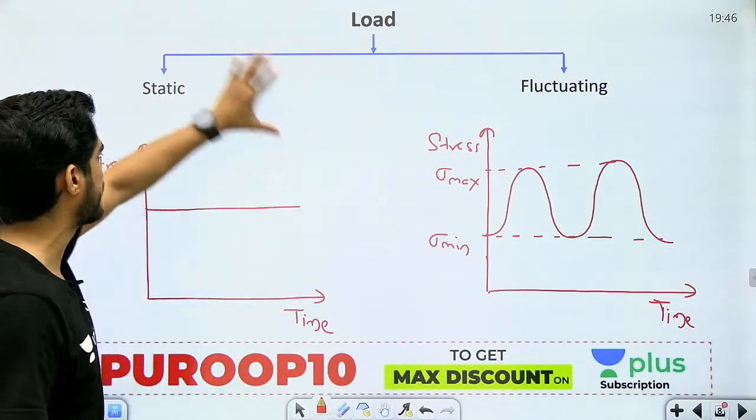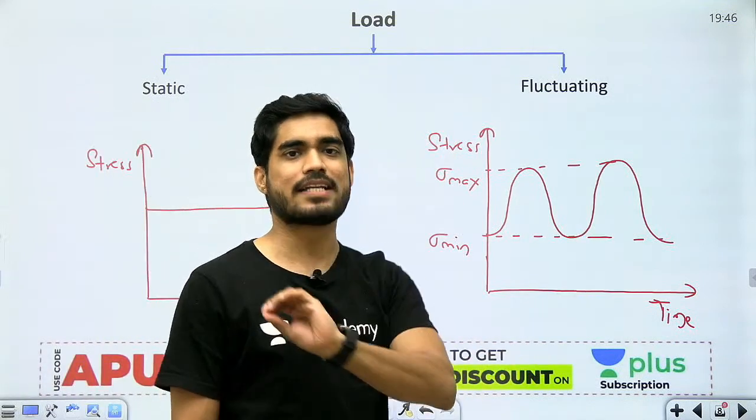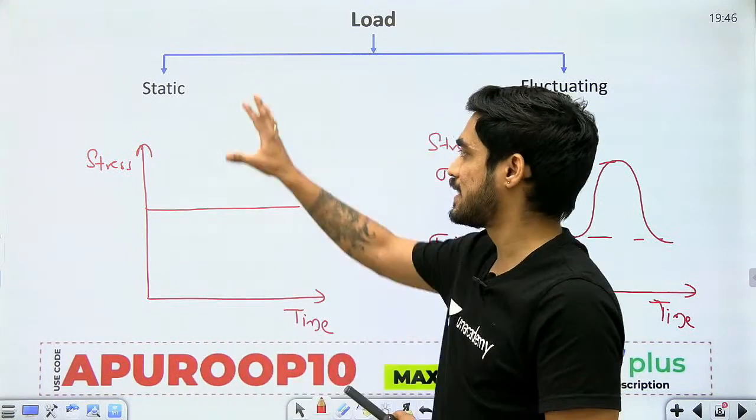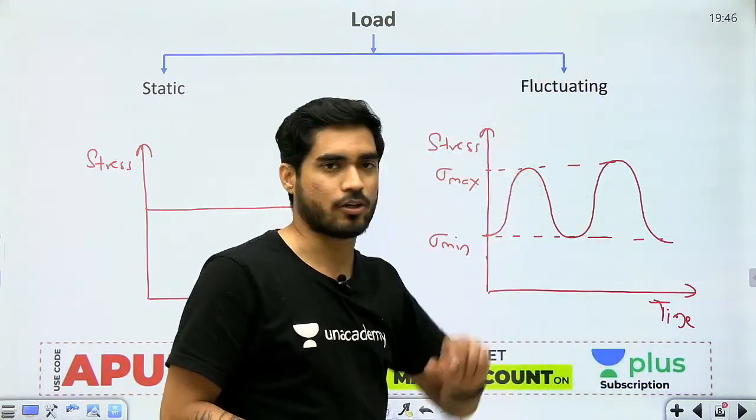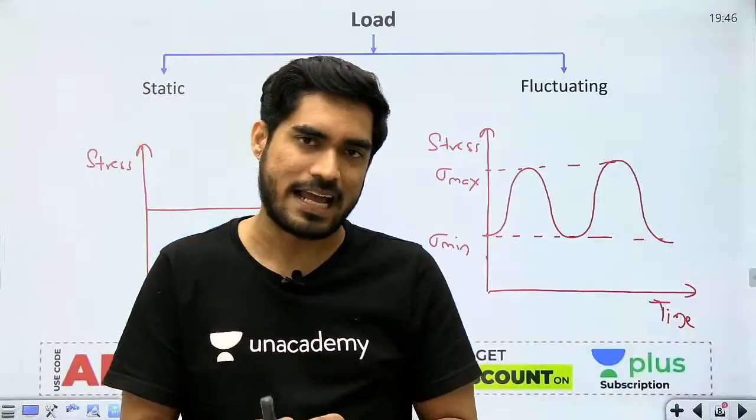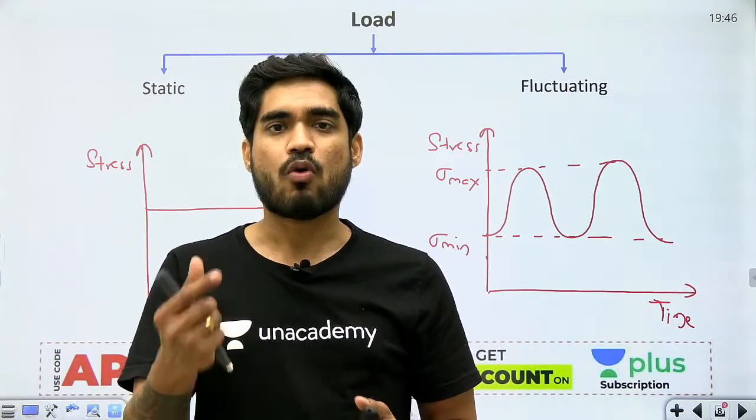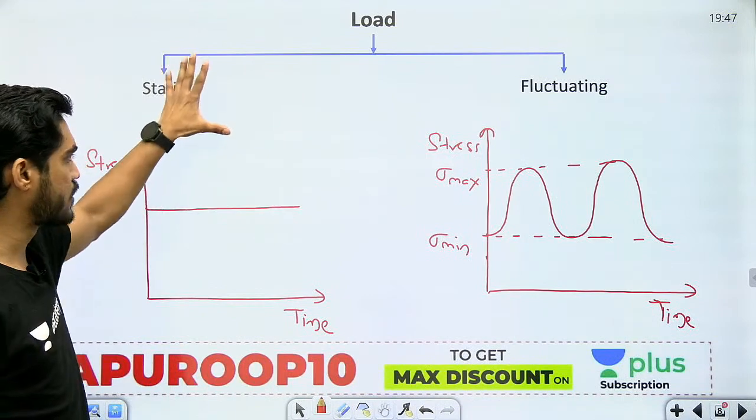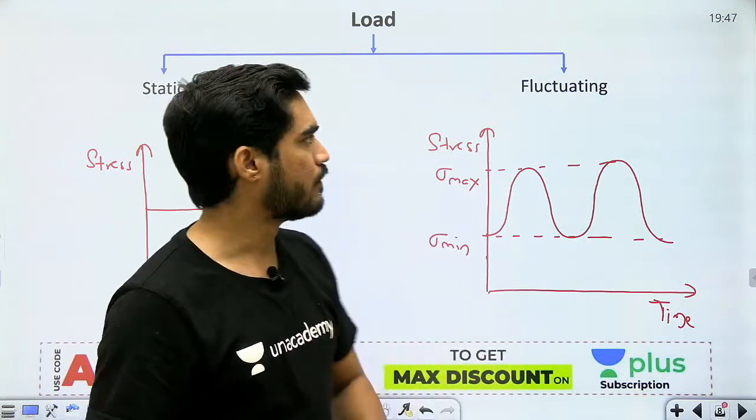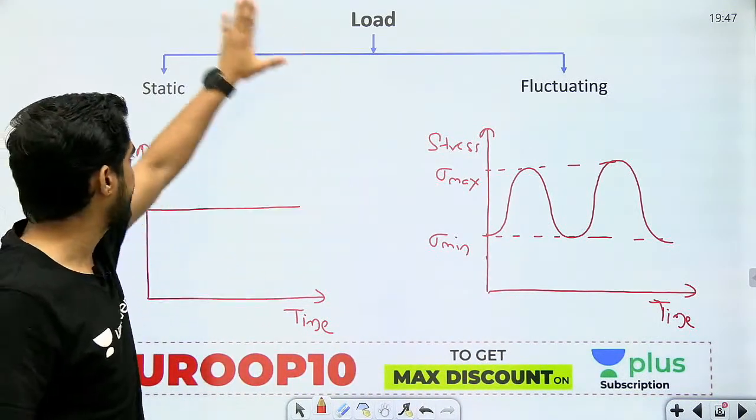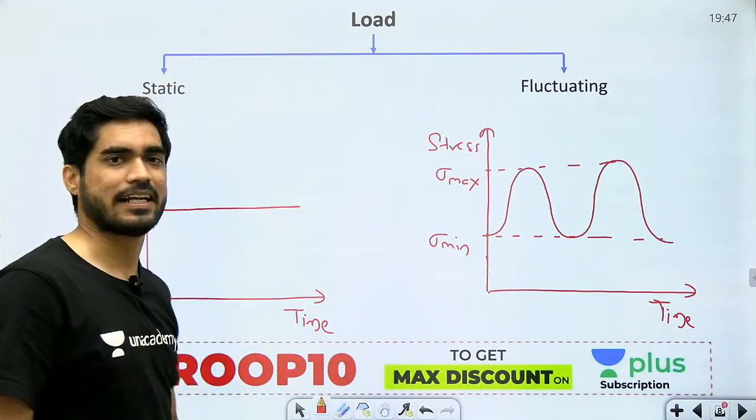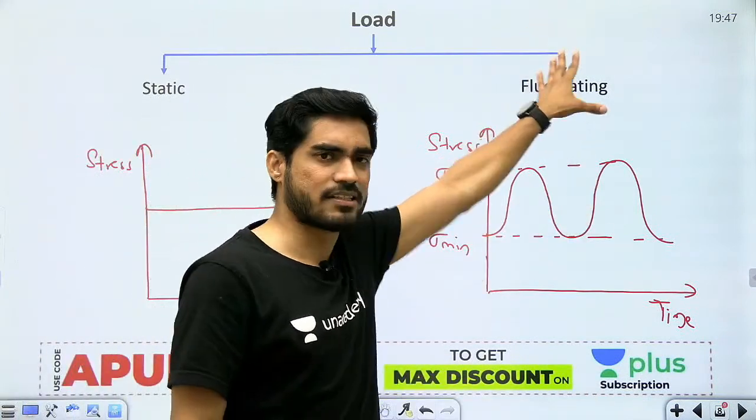Now the design process in static load and in fluctuating load is completely different. That's why we see two different chapters, design against static load and design against fluctuating load. दोनों के केस में जो डिजाइन इक्वेशंस हैं, जो डिजाइन प्रोसेस है वो completely different है. We will understand why the design process is different in static load and why it is different in fluctuating load later. Right now we are starting design against static load. In this chapter we are only going to deal with static load. After that we will deal with design against fluctuating load.